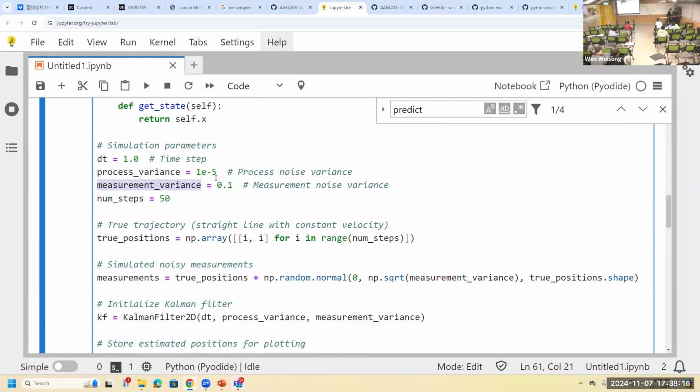Tune the parameters to get different results, basically.